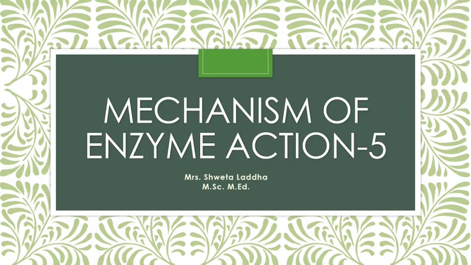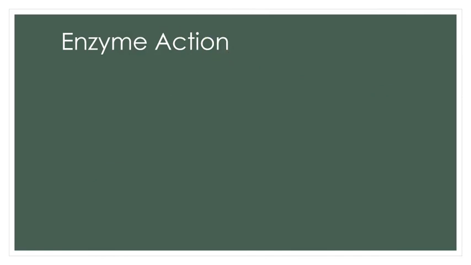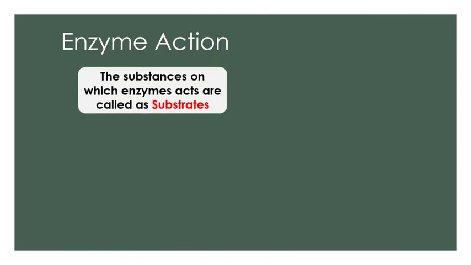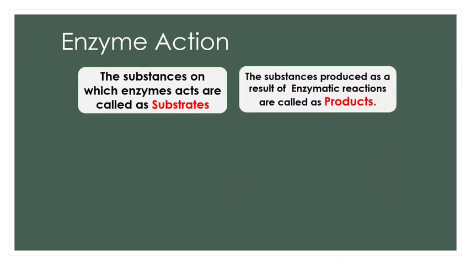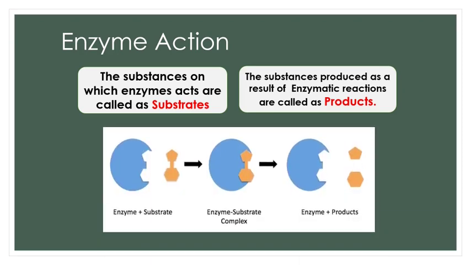Hello students, we are going to start with part 5 of the biomolecules chapter, and we are going to discuss the mechanism of enzyme action. So enzymes are substances which act on substrates, and the substrates are then converted into products. Let us see in this picture.